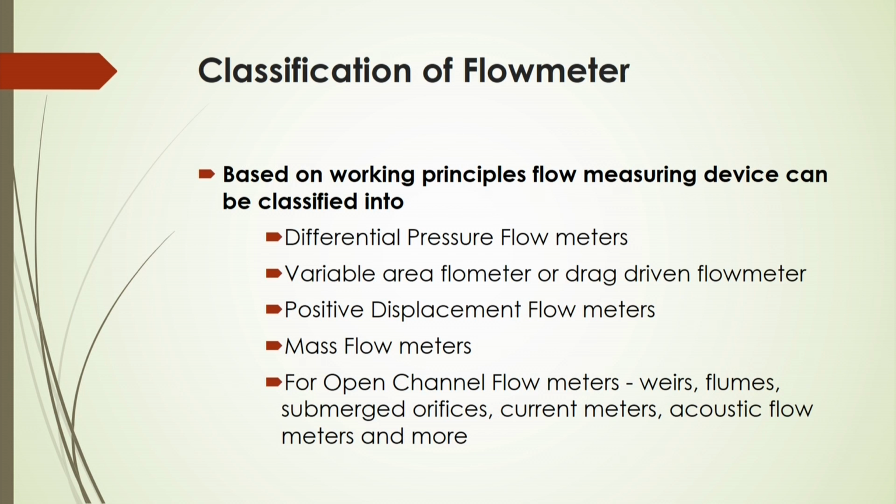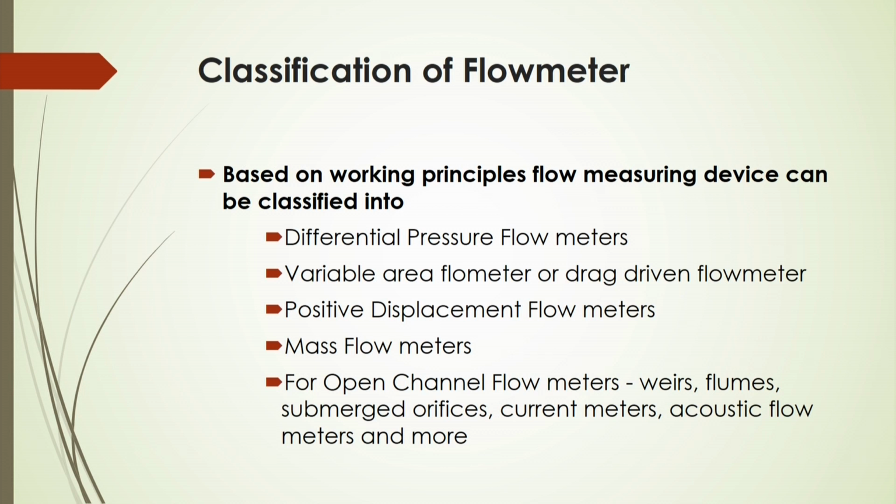Based on the working principle, we can classify flow measuring devices in different ways. The flow measuring devices can be classified into differential pressure flow meters, variable area flow meters or drag driven flow meters, positive displacement flow meters, and mass flow meters. Sometimes weirs are used for flow rates in open channels, and these are called open channel flow meters.